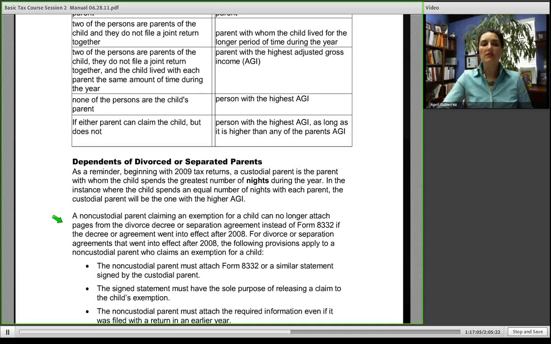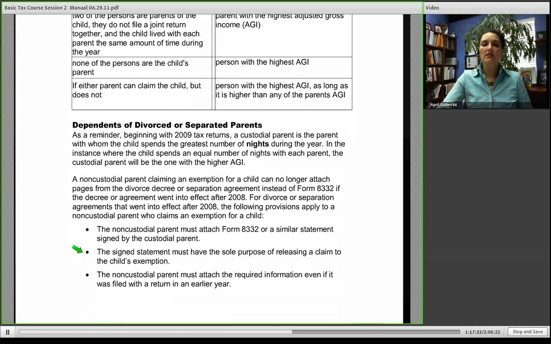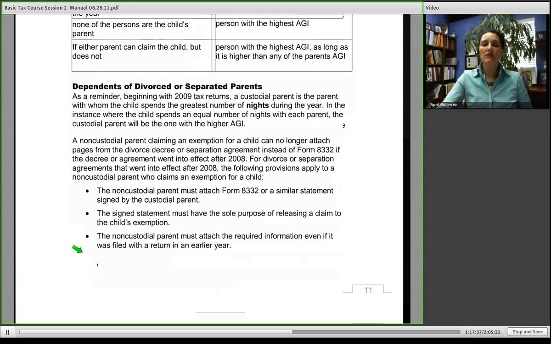For divorced or separated individuals who have agreements that went into effect after 2008, the following provisions apply to a non-custodial parent who claims an exemption for the child. Firstly, the non-custodial parent must attach Form 8332 or a similar statement to the tax return that is signed by the custodial parent. And the signed statement must have the sole purpose of releasing a claim to that child's exemption. The non-custodial parent must attach the required information even if it was filed with the return in an earlier year.